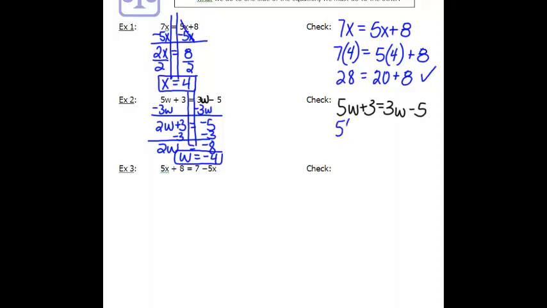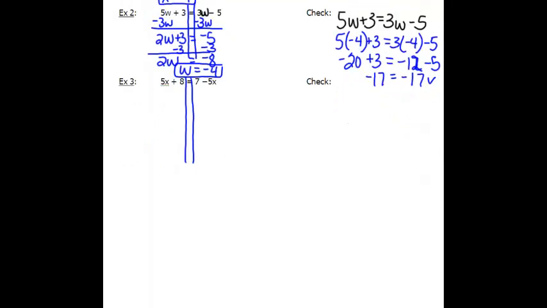I can check that by plugging into my original equation, and in that case, I'm going to get 5 times -4 plus 3. Does that equal 3 times -4 minus 5? -20 plus 3, does that equal -12 minus 5? Yes, -17 equals -17.